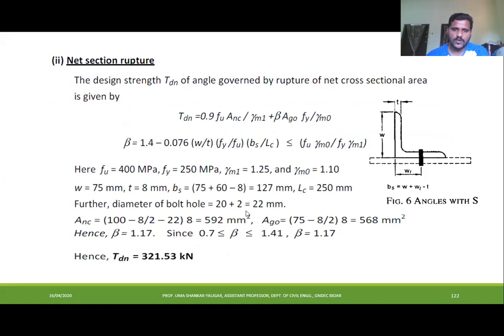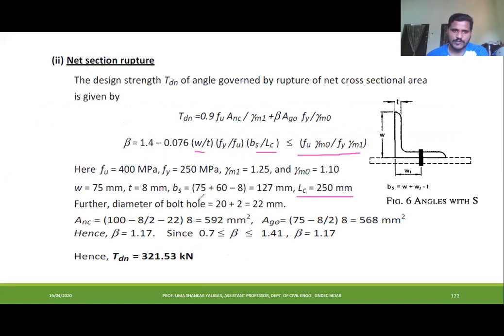Now here it means 250 mm. In this way, we need to calculate all these values. Now we already know Fy and Fu. And this beta value should be less than Fu gamma m0, Fy gamma m0. All these values you know.